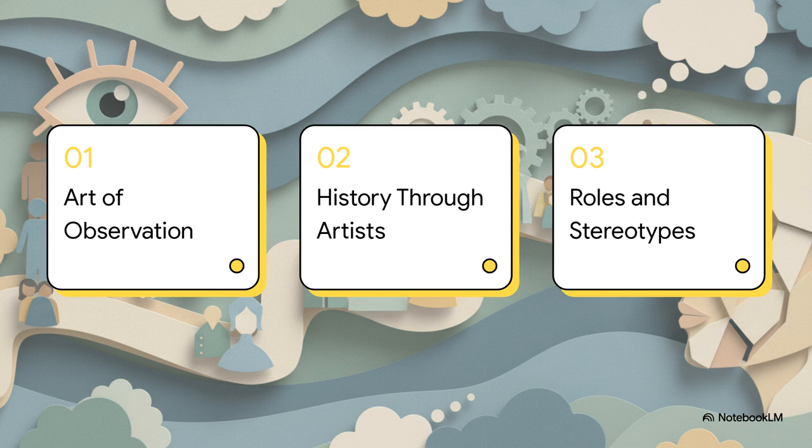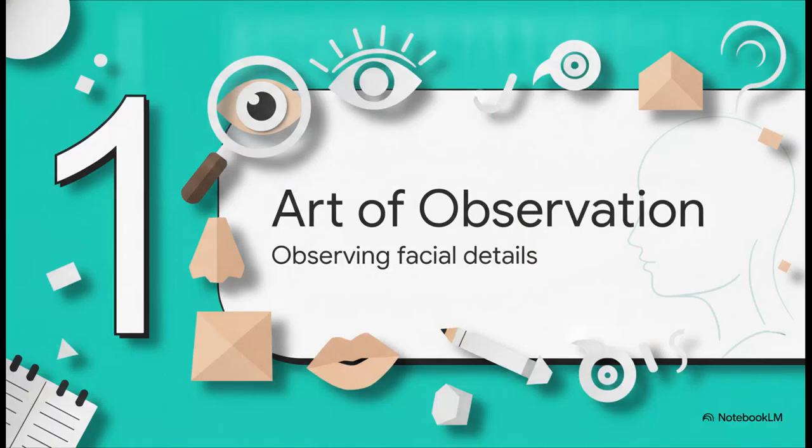First, the art of observation. Second, history through artists' eyes. And finally, roles and stereotypes. Section 1. The art of observation.